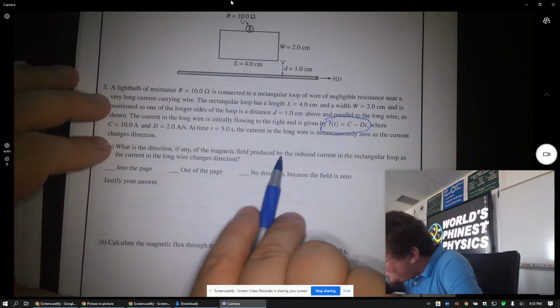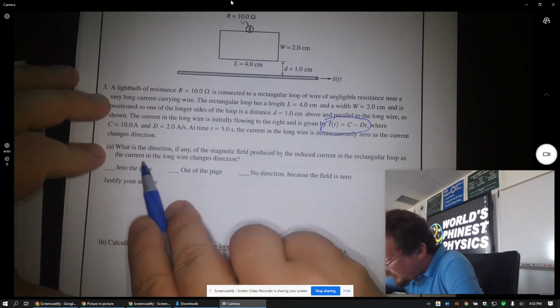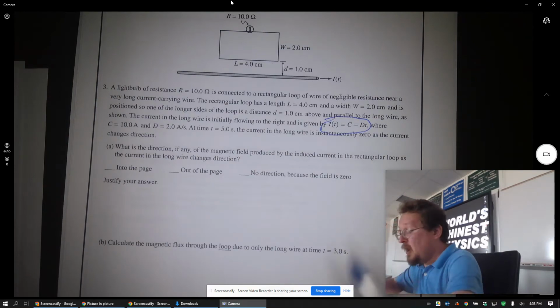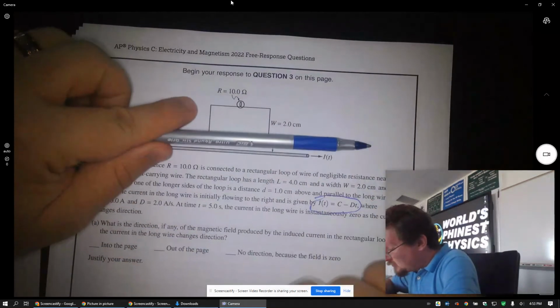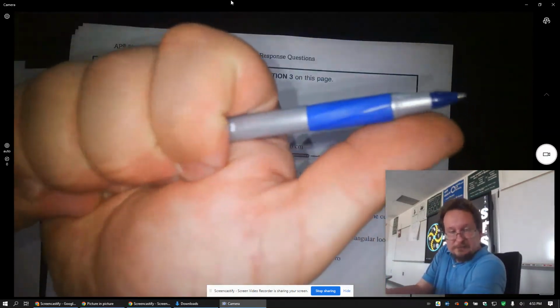What's the direction of the magnetic field produced by the induced current in the rectangular loop as the current in the long wire changes direction? I hate this so much. I hate Lenz's law. Okay, so I got to grab onto the current. You got to grab on nice and hard, okay? Like, just really grip it.